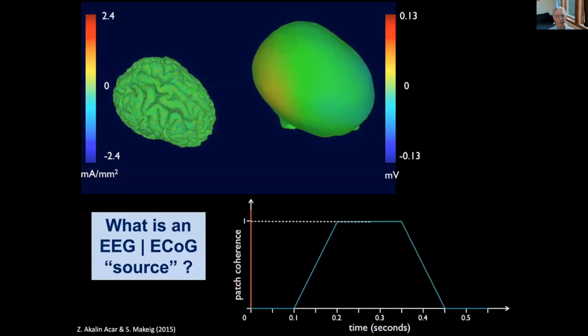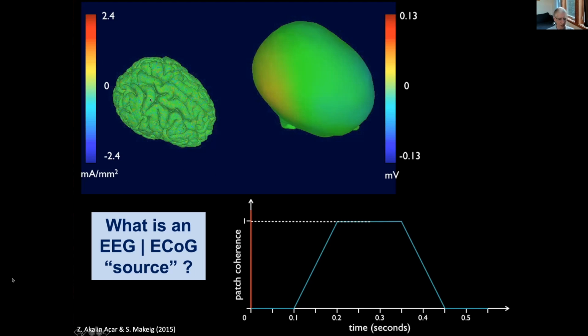So, in what sense are these islands of local phase coherence, these pond ripple-like occurrences in cortex, effective sources of EEG? Again, I asked Zeynep to make a simulation.